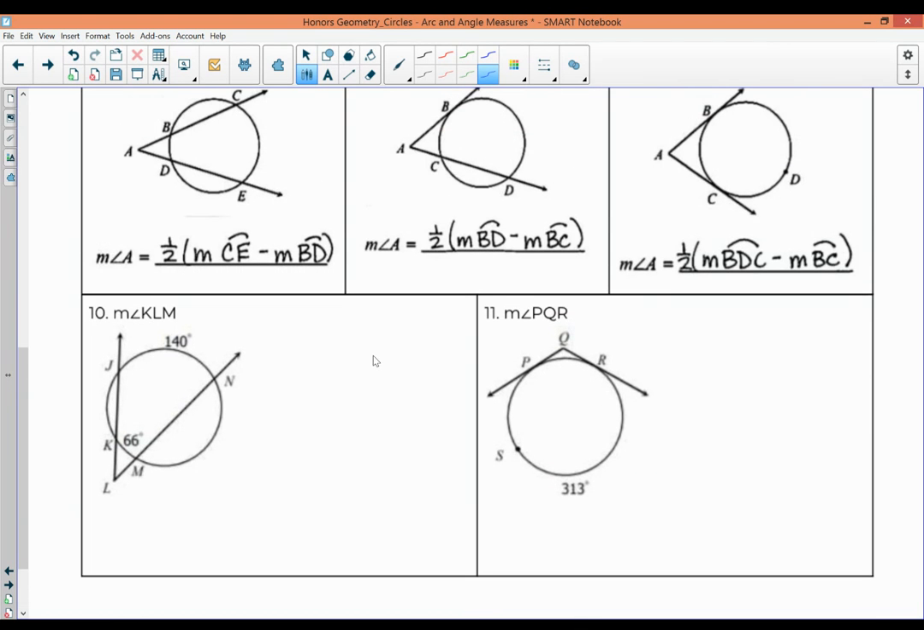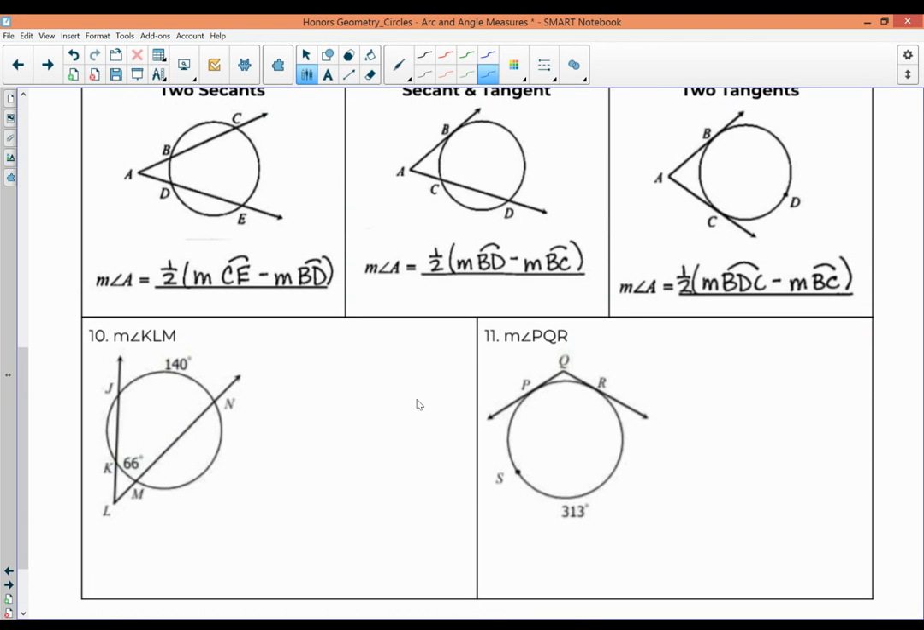Okay, let's try number 10, see if we can identify that one. So we're looking for the measure of angle KLM. So that's this angle right here. That is going to be half of the further arc, 140, minus the closer arc, 66. Do that right in my calculator, and I get 37 degrees. I'll make that look like a 37.